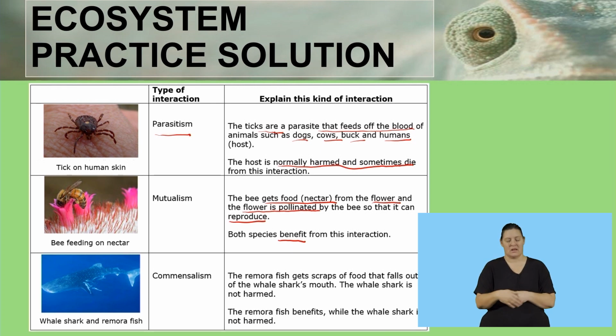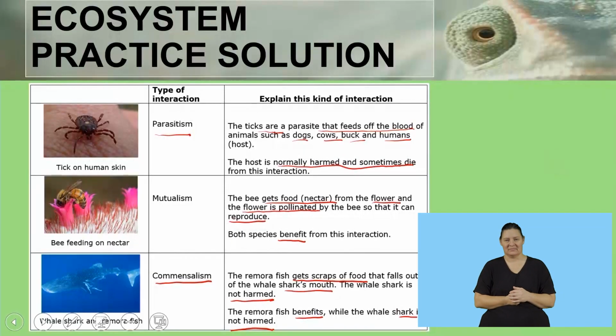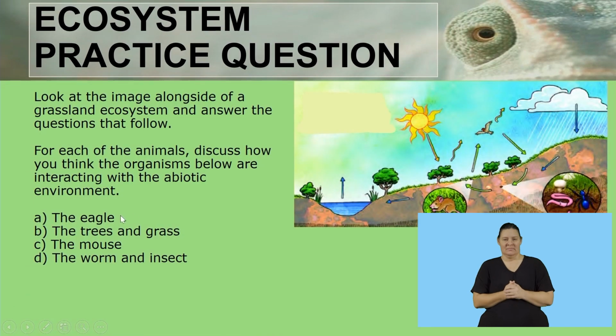Right? Moving on to the last picture, we have a whale shark and a remora fish. So this one is commensalism here. The remora fish gets scraps of food that fall out of the shark's mouth. The whale shark is not harmed in this relationship. So the remora fish benefits while the shark is not harmed. So this is commensalism. So if you were able to identify these ones, well done to you. Right, we are going to then move on to the next activity.